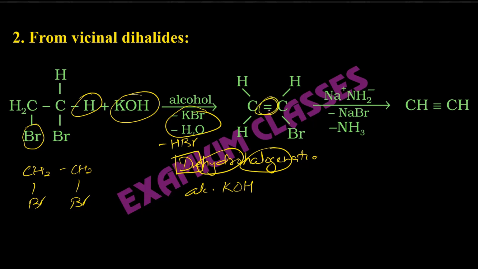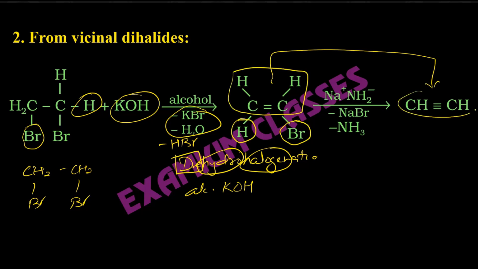Because here you have a double bond, you cannot use direct alcoholic KOH to do further dehydrohalogenation. Remember, to get from here to here, it is again dehydrohalogenation. You are removing bromine from 1 carbon and hydrogen from another carbon to get CH triple bond CH. This is what you are trying to get by removing this HBr. But this dehydrohalogenation, because a double bond is there, is done by sodium amide, NaNH2.